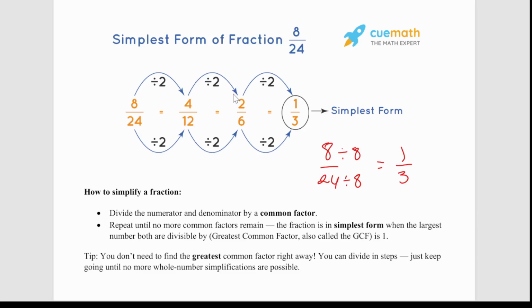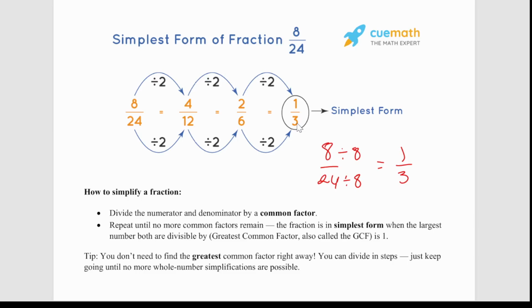What I do notice is 8/24, hey, they're both divisible by 2. They're both even. Great. Divide both by 2. Oh, they're still even. Divide both by 2. Oh, they're still even. Divide both by 2. Great. Now I'm down to 1/3. That's a completely okay way to do it. Whichever way floats your boat, go for it.